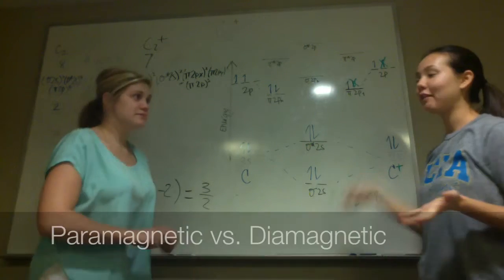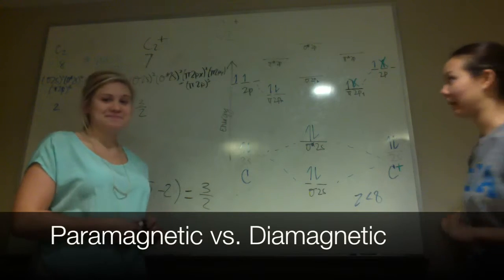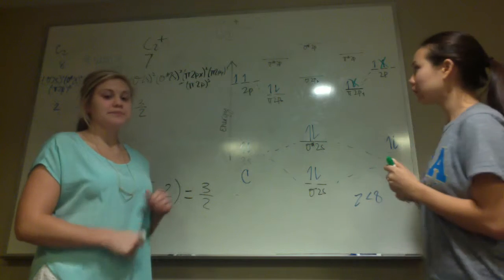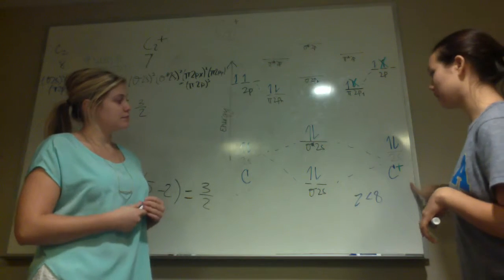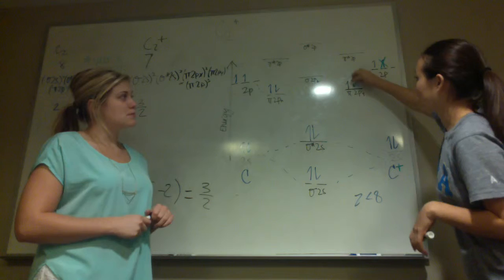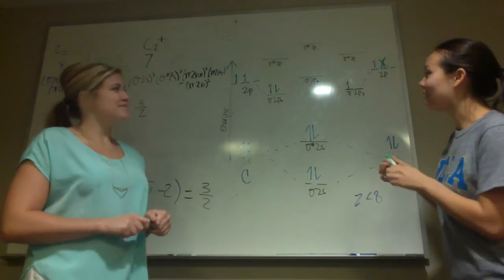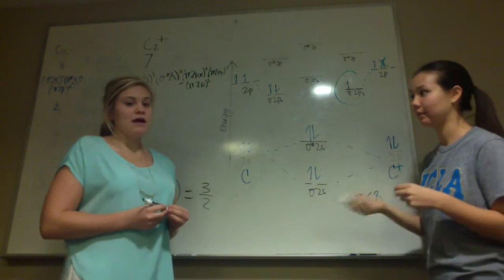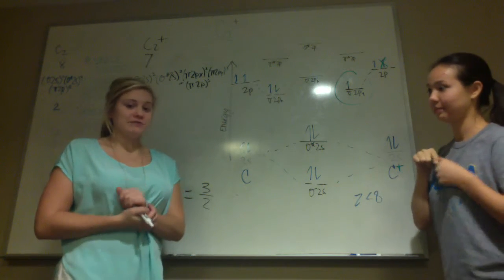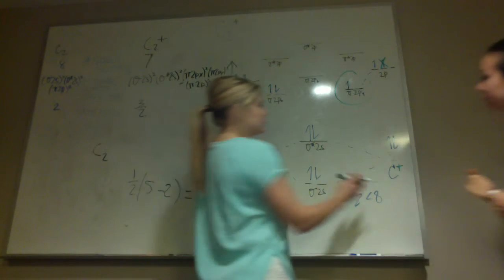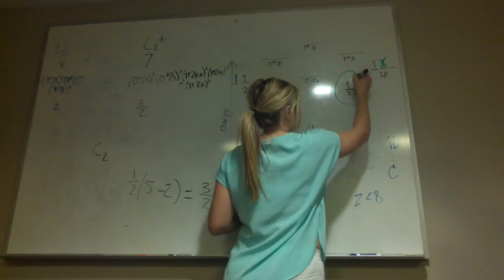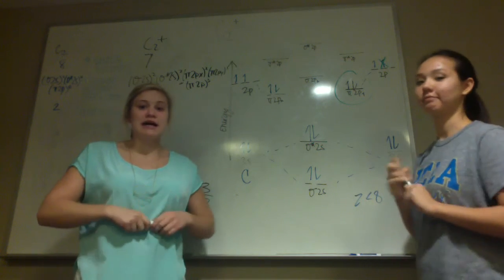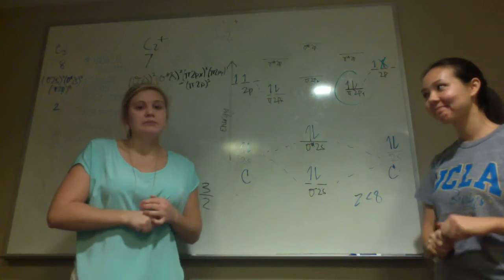If you're ever asked a question on whether it's paramagnetic or diamagnetic, the way you figure that out is based on the number of unpaired electrons. In the case of C2 plus, we have one unpaired electron here, making it paramagnetic. And that means that it's going to be attracted to the magnetic field. However, when we had just C2 and this was completely filled, that means we have no unpaired electrons. Therefore, it is diamagnetic and it would be repelled by the magnetic field.